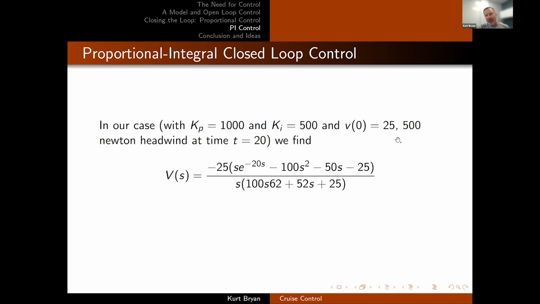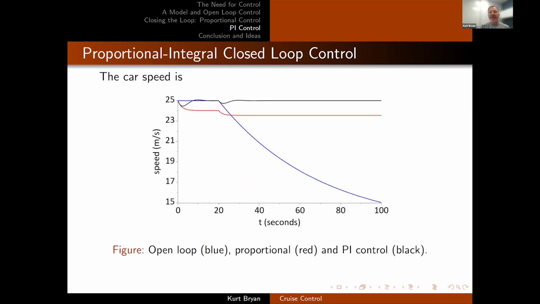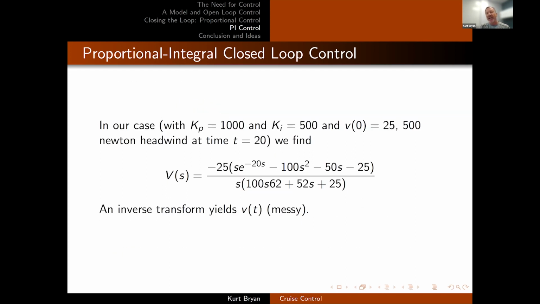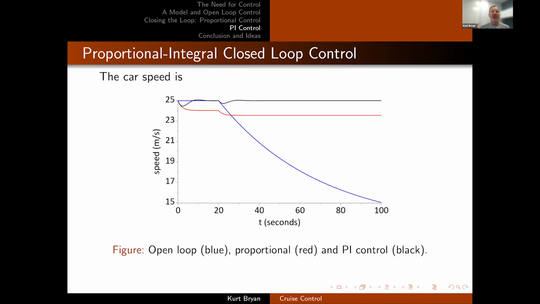Anyway, there's the Laplace transform of this unknown. Oh, I think that should be an s squared. I forgot a caret there. So now you can inverse Laplace transform and get v of t. I didn't write out v of t because it's messy, but here's a graph of the results.